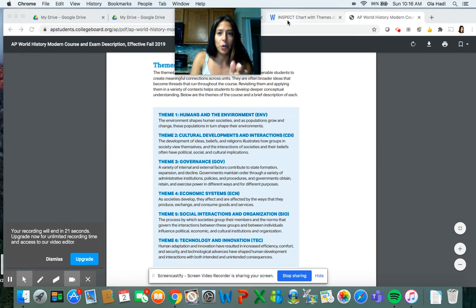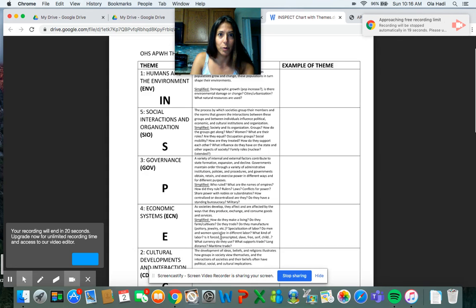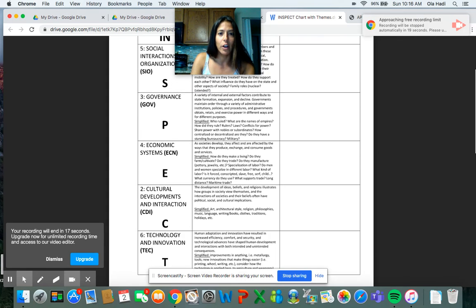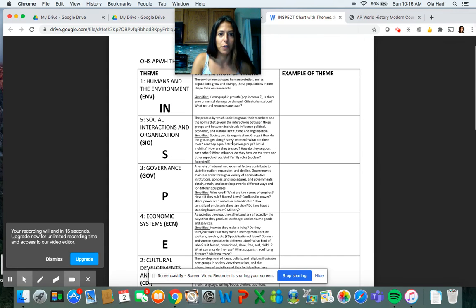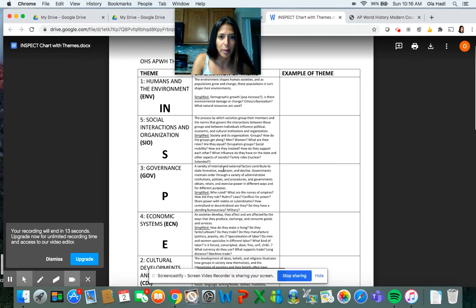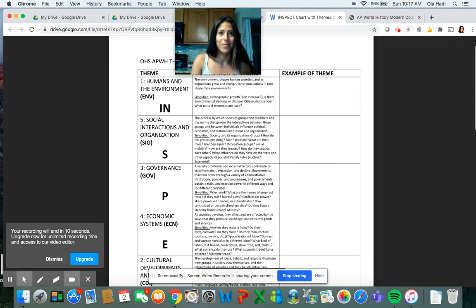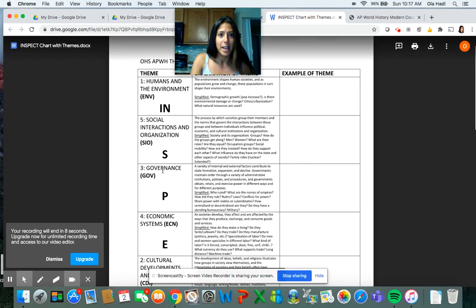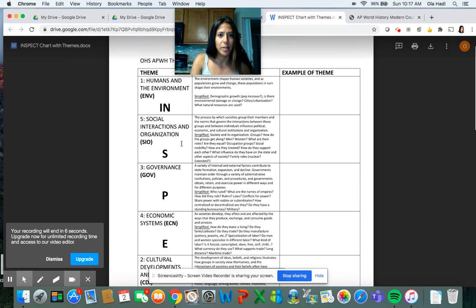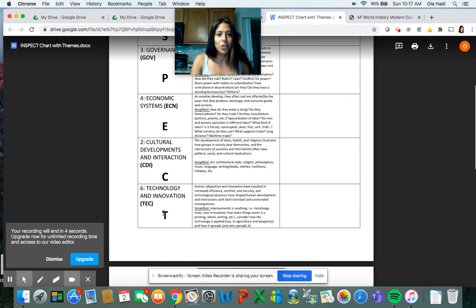The last thing I'm going to show you is that chart that I've organized with more information for you. You can click on it from the PowerPoint, and you can also ask your teacher for it, but it has the explanation I've talked about in more complex language and then simplified. I hope that helps you understand the themes. Inspect chart: interactions between humans and the environment, social, political, economic, cultural, and technology.